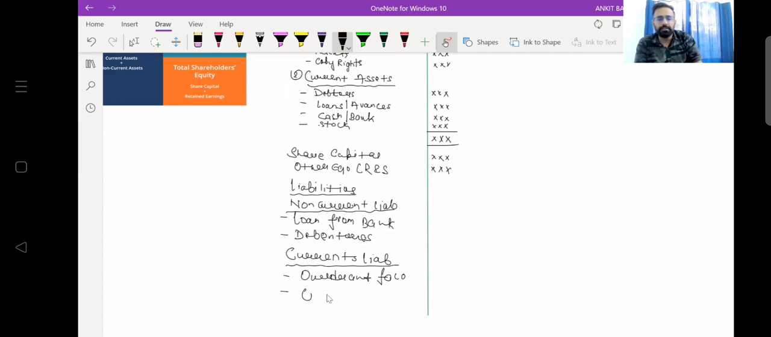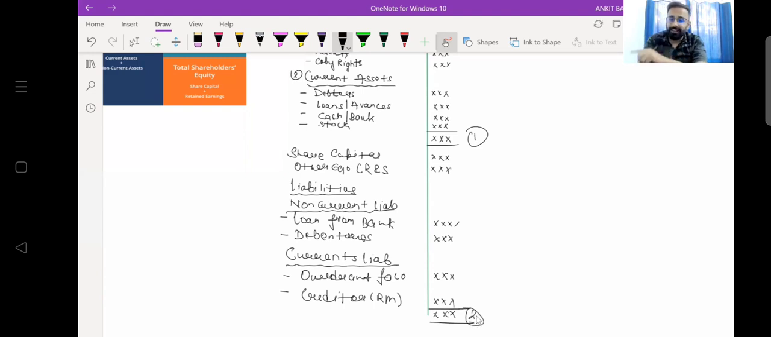Creditors: you have purchased some raw material on credit from a supplier, so we call it a creditor. Generally creditors, the suppliers, provide 60 days or 90 days credit, so the duration of the loan is less than 12 months. So here we will record our liabilities like this. The total of share capital and liabilities we will record here in the balance sheet, and the total must be equal to the total of assets. In detail, we will discuss the balance sheet in the next lecture. Thank you.